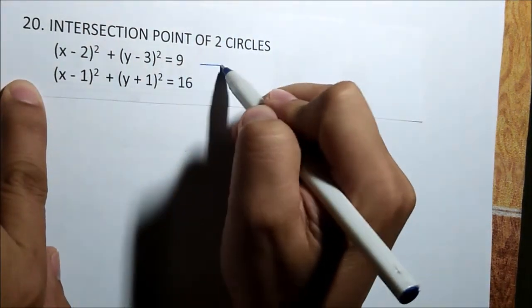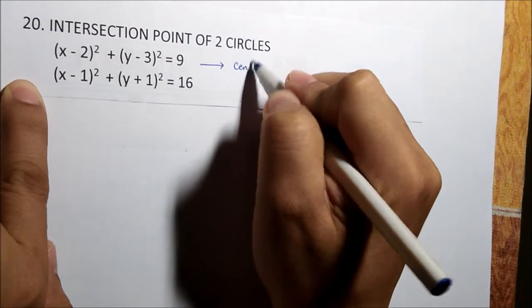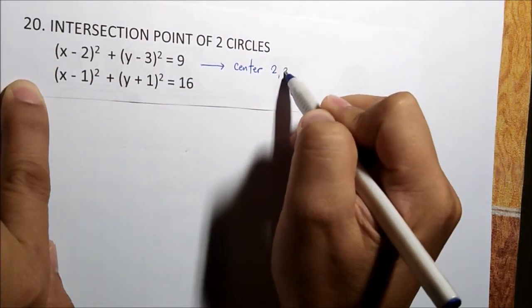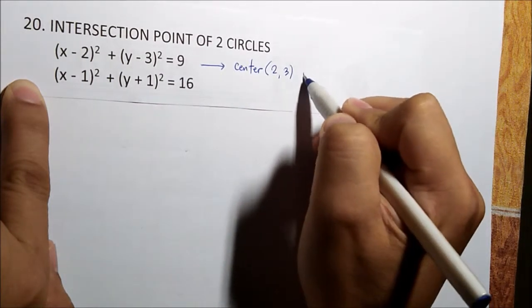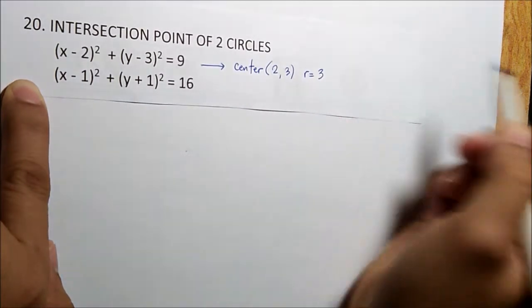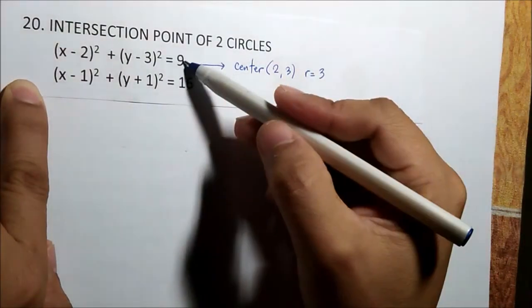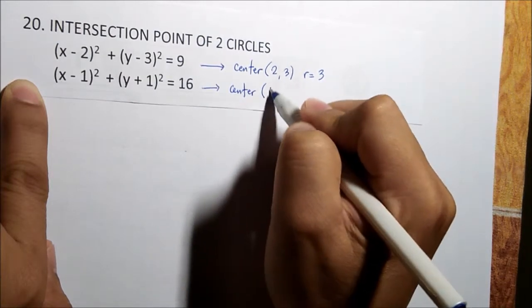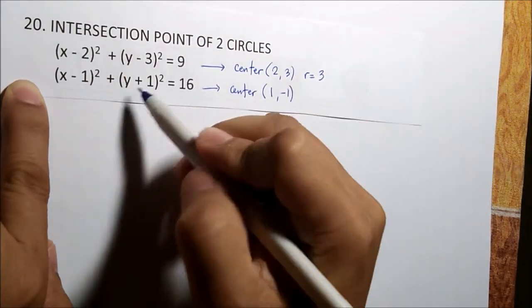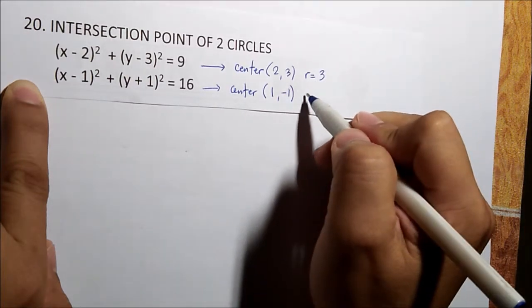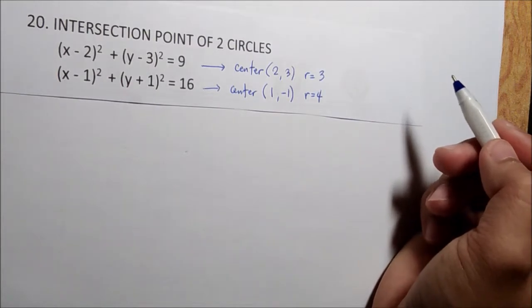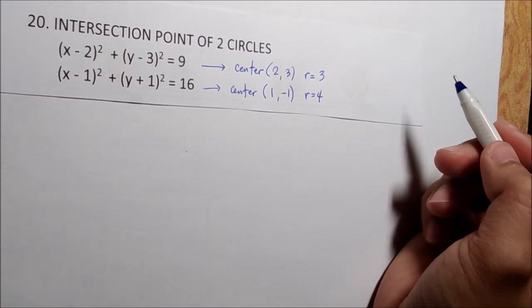From the first equation, what is the coordinate of the center? We have positive 2 and 3. And the radius is equal to 3, because 3 squared is equal to 9. The second equation, the center is 1 and negative 1. And the radius is 4, because 4 squared is 16. Okay. How to calculate the point of intersection of these two circles?